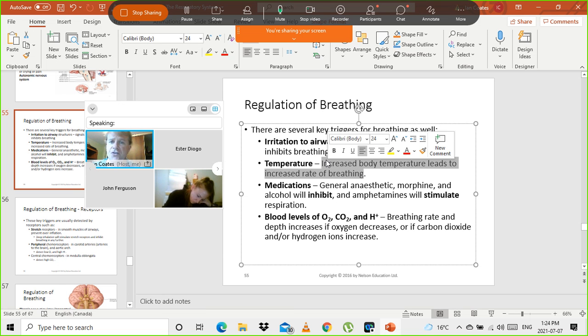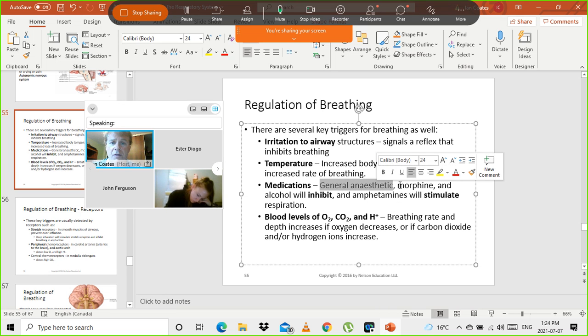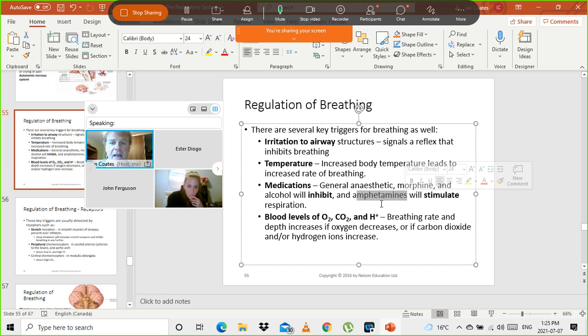Medications, sure. General anesthetic knocks you out. Morphine, alcohol, these are all depressants that slow things down. The opposite: amphetamines, caffeine, nicotine, all these are stimulants. They're vasodilators that get things moving.